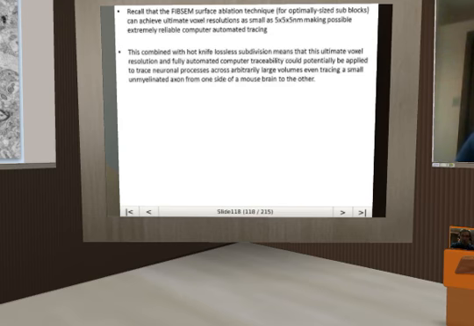So let me go directly to that. Okay. Recall first that the FIB-SEM surface ablation technique for these optimally sized subblocks can achieve ultimate voxel resolutions as small as 5 by 5 by 5 nanometers, making computer automated tracing very reliable. This, combined with the hot knife lossless subdivision, means that this ultimate voxel resolution and fully automated computer traceability could potentially be applied to trace neuronal processes across arbitrarily large volumes, even tracing a small unmyelinated axon from one side of a mouse brain to the other.